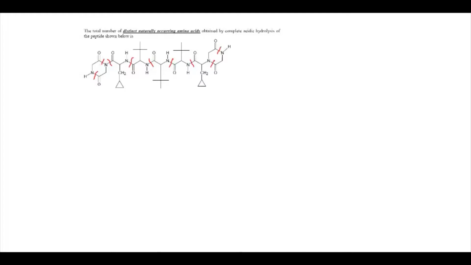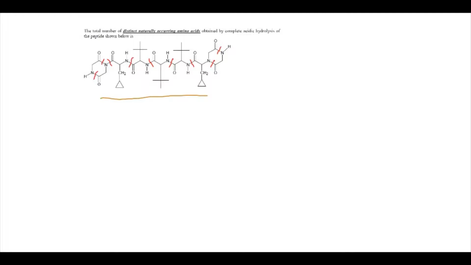In this question, we have to find out the total number of distinct naturally occurring amino acids obtained by complete acidic hydrolysis of the peptide shown below. So here is the peptide. What we have to do is break the amide linkages to find out the amino acids from which these peptides are made.